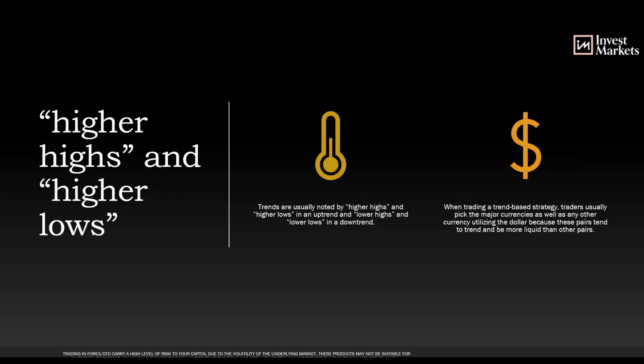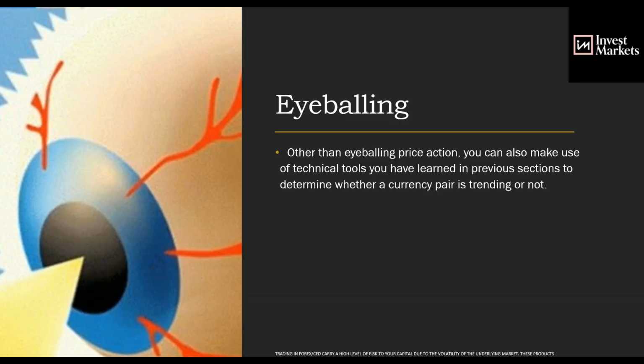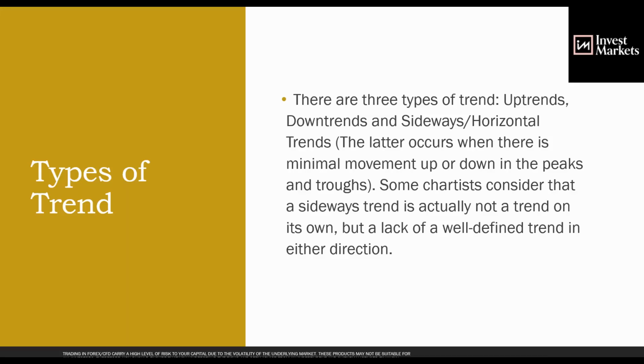But trends are usually noted by higher highs and higher lows in an uptrend, and in a downtrend, we have lower highs and lower lows. When trading a trend-based strategy, traders usually pick one major currency as well as any other currencies utilizing the dollar because these pairs tend to trend and be more liquid than others. Now, other than eyeballing price action, you can always make use of technical tools that you have learned in other classes to determine whether the currency pair is trending or not.